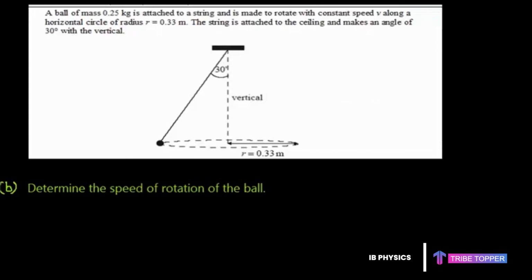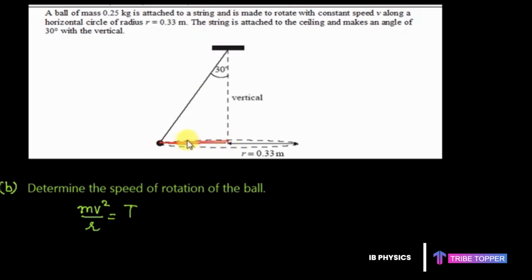Now, when they ask, determine the speed of rotation of the ball in the B part, we know that it's the centripetal force which is providing it that circular motion. So we would write that mv squared by r is equal to the force responsible for it. And who is providing the centripetal force? That is the tension in the string. The horizontal component of the tension in the string, this one, is providing us the centripetal force.